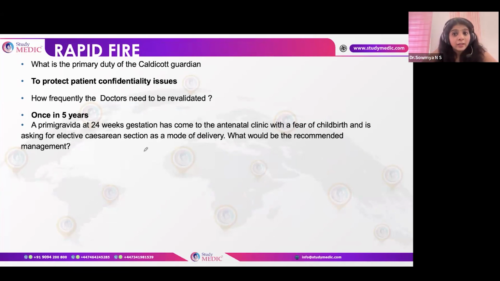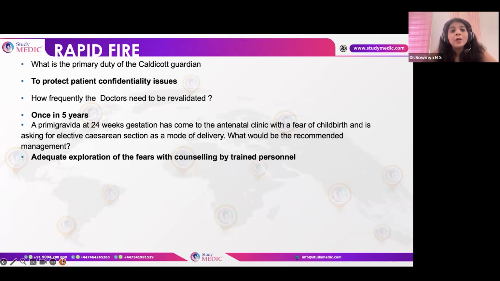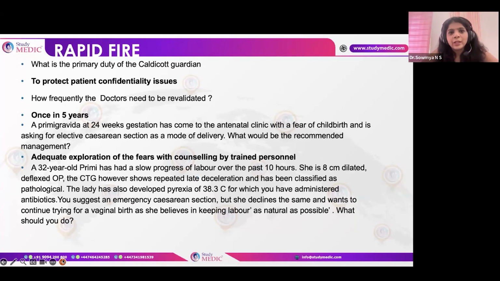And this one, what would be the recommended management? 24 weeks in antenatal clinic. Fear of childbirth, and she is asking for elective cesarean section as a mode of delivery, which we call tocophobia. Always explore fears and counsel with trained personnel. She might have a specific reason why she is asking for this. Explore, and if she still wants, obviously we will proceed in her best interest.